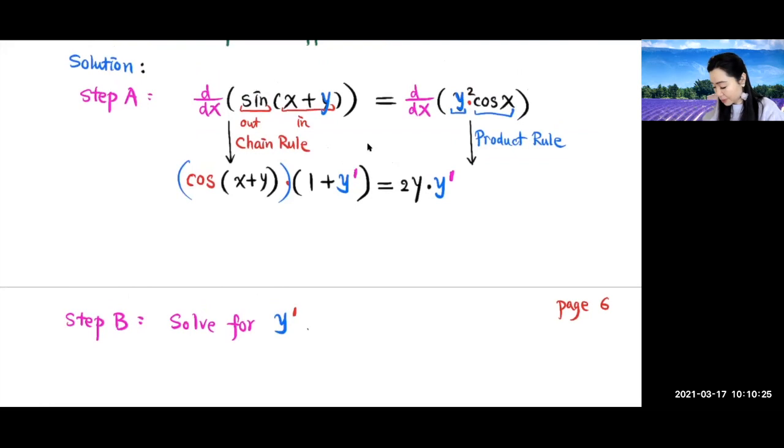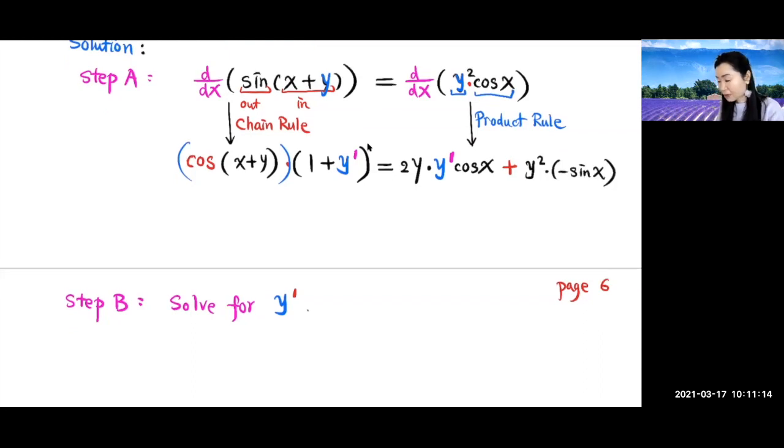So by the product rule over here, we're going to have the derivative of this first function y squared, which is 2y times y prime. The derivative of this first function here is 2y times y prime times the second function, so times cosine of x. Then the first function, y squared, times the derivative of the second function. The derivative of cosine x over here is negative sine x. So times negative sine x over here.